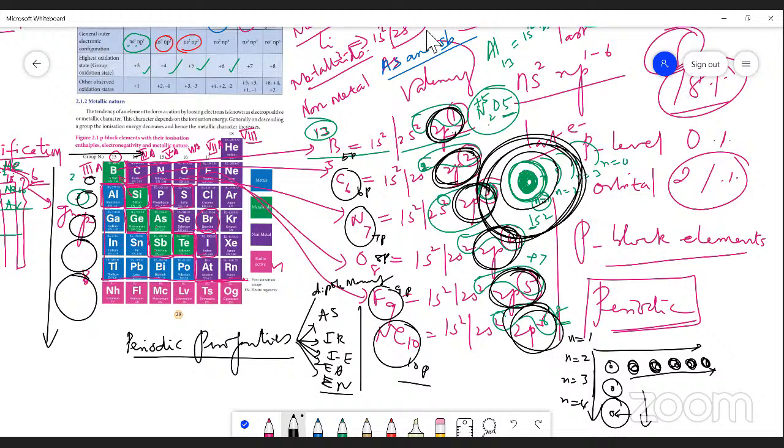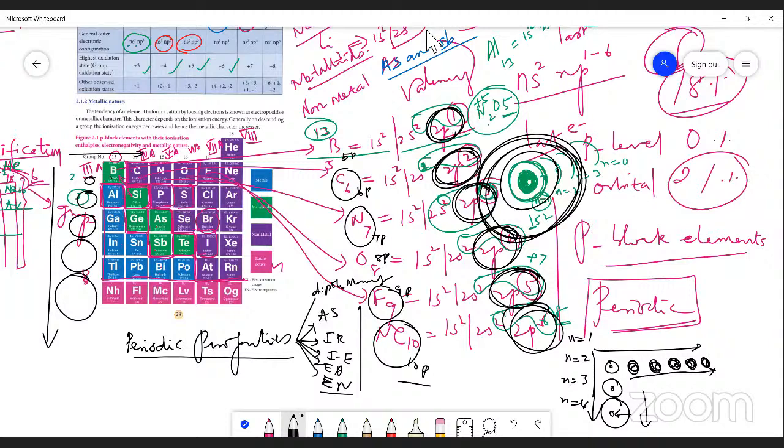So electron affinity, while you are moving left to right, what will happen? The size of the atom decreases, so the attraction will increase. While you are moving down the group, the size will increase, and the attraction between the outermost electron and the nucleus will decrease.